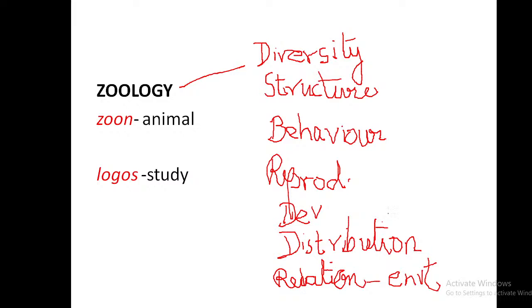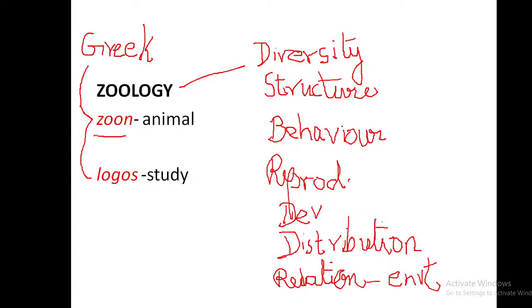The word zoology has come from two words. It's not Latin. The word zoology was given from two Greek words, zoon and logos. Zoon means animal and logos means study.